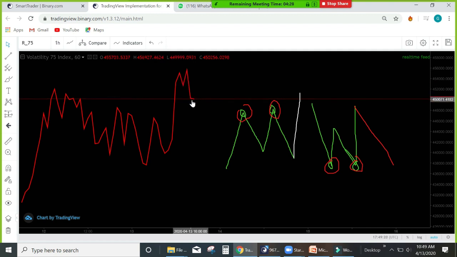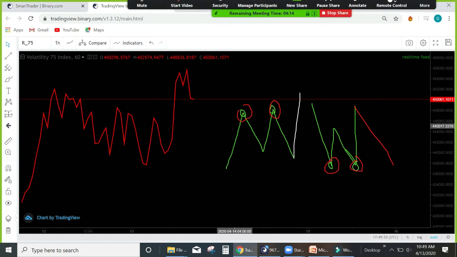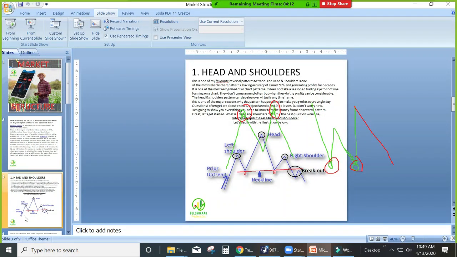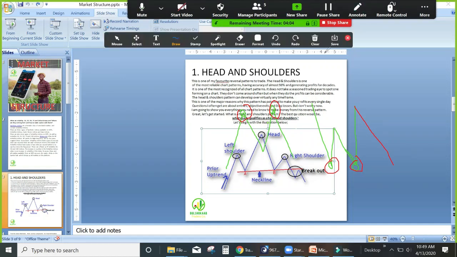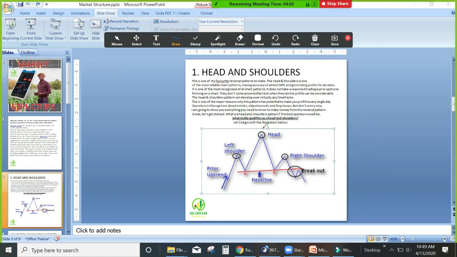As you see, the market is now forming an M pattern. So when this bearish candle finishes, then it will go down, like you see. So it's now, you see the M pattern. I hope that's really very exciting and understandable. So in here we have a head and shoulders.